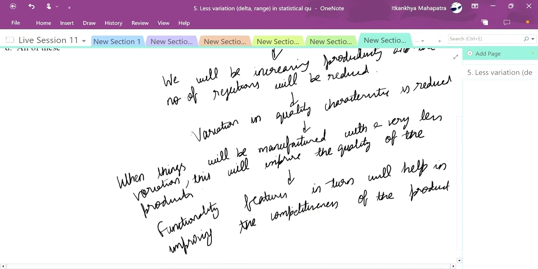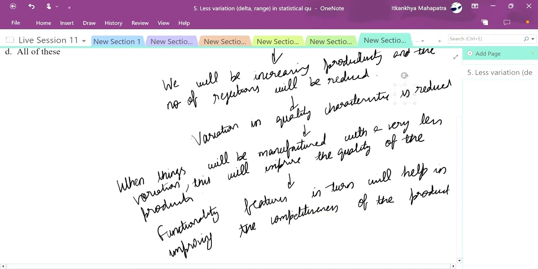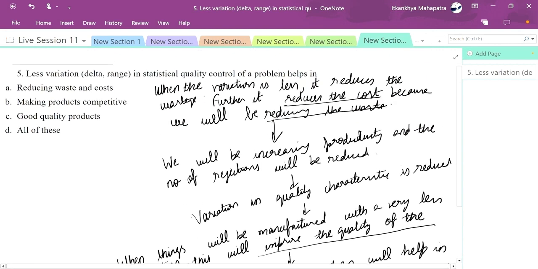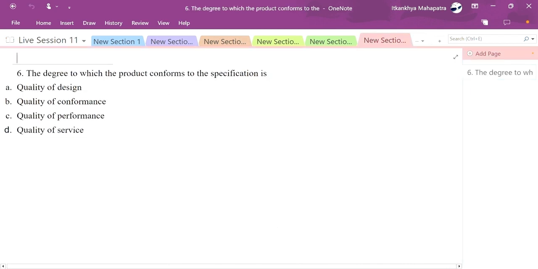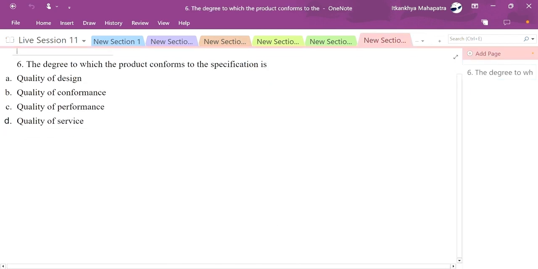So, as per this discussion, all of these points are included in statistical control of a problem when there is less variation. Okay, so now the next question. The degree to which the product conforms to the specification is.